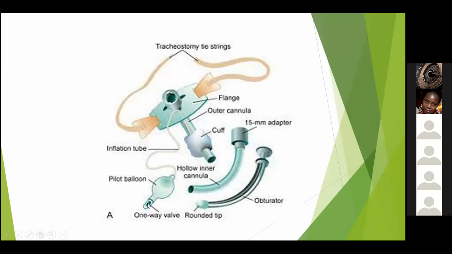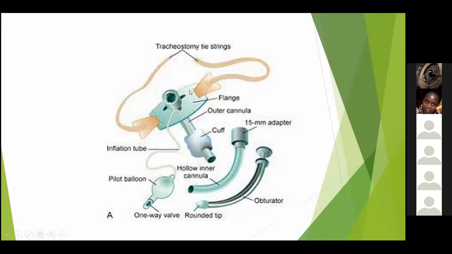And this has a one-way valve, which is used to either inflate or deflate the cuff. You've seen this same mechanism when it comes to urinary catheters, so this is not new. So a cuff and then this balloon that has a one-way valve that helps you in inflating or deflating the cuff.